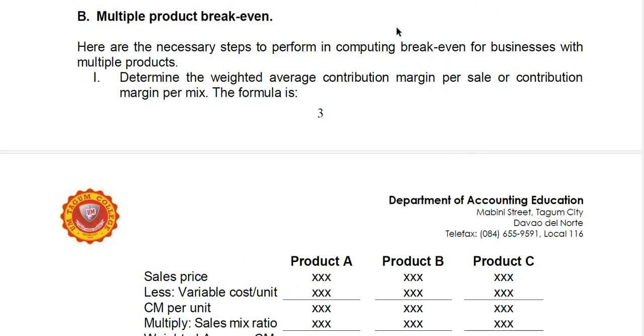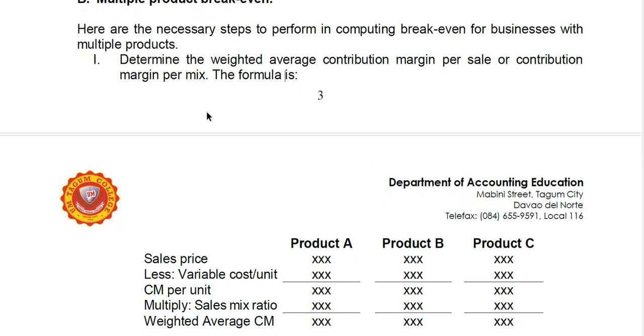So, what if your company is offering multiple products? They're selling not only one product, but more than one product. So, this is how you compute the break-even point if you have multiple products. So, first you have to determine the weighted average contribution margin per sale or contribution margin per mix. So, this is the formula.